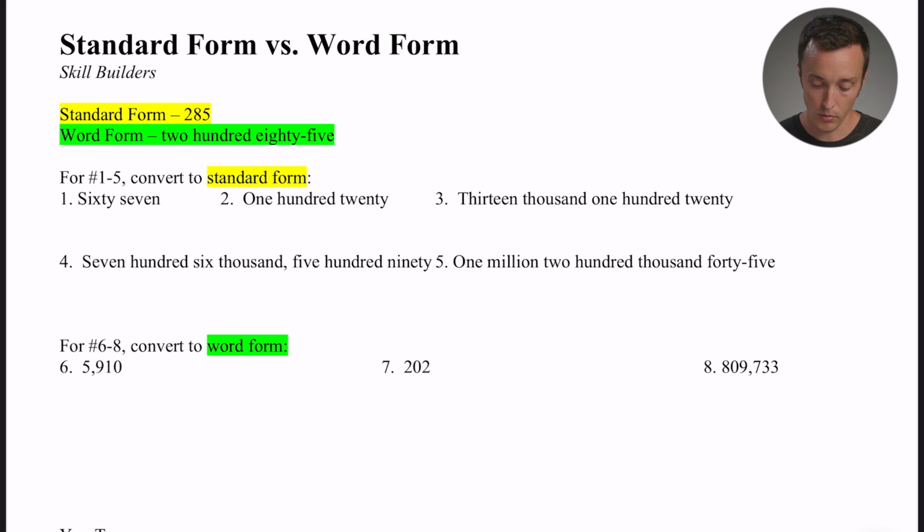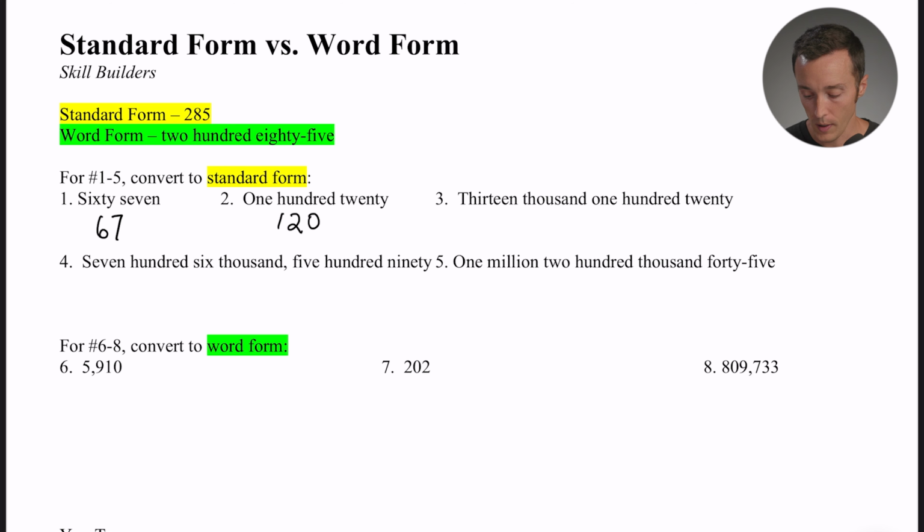So for example, you look at the example that we have here, 285. In standard form, that's 285 using numbers. But in word form, it's spelled out: two hundred eighty-five. And so in numbers 1 through 5, they want you to convert to standard form. That means they've given it to you in word form, and they just need you to write it down as a number. So as a number, number 1, sixty-seven, of course, you probably already know how to do this. It's a 6 and a 7 makes 67. One hundred twenty is 120, just like that, 120.